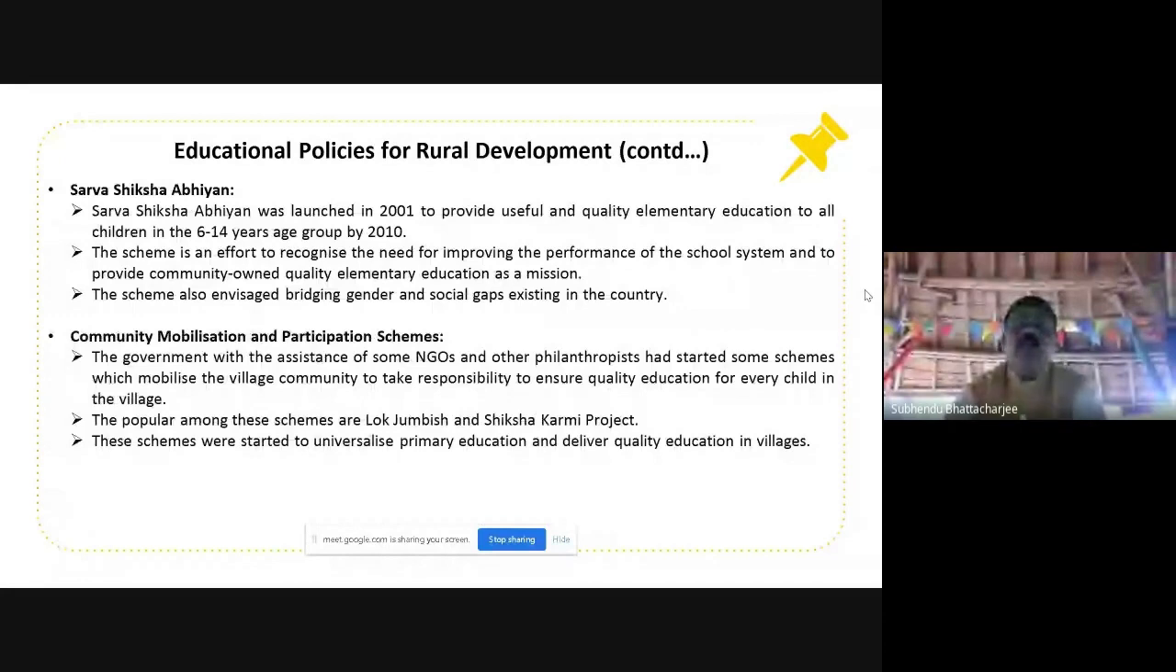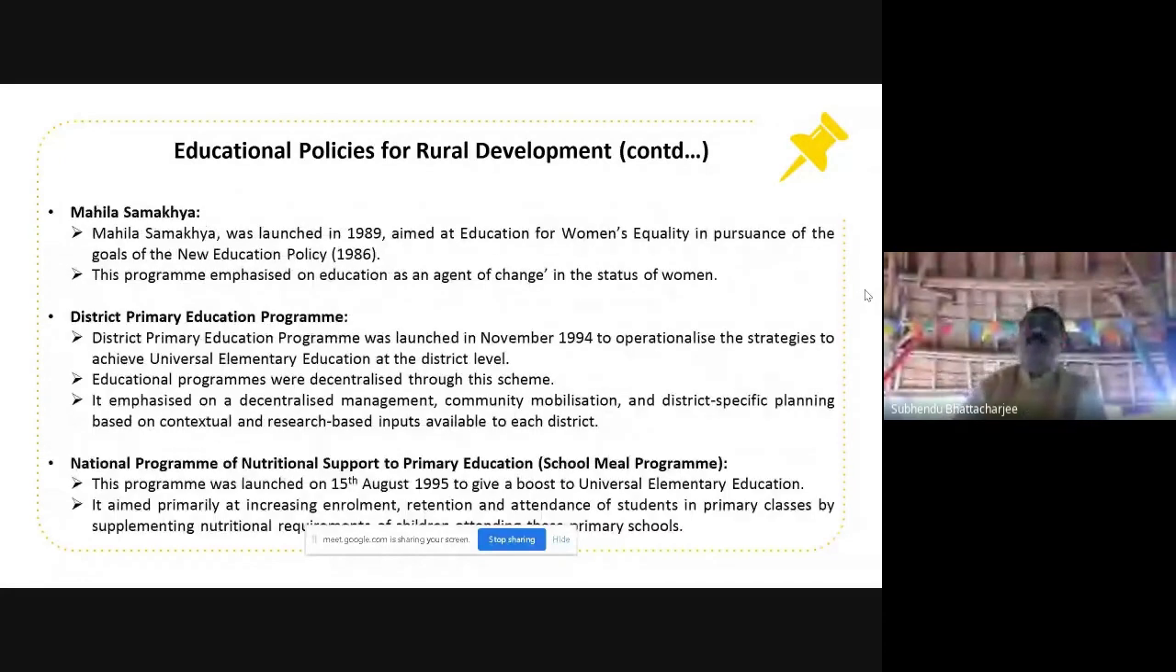So to retain them in school and to ensure their nutrition, because without nutrition they cannot absorb education, cannot contribute in a great way to society. So the nutrition component was brought in during that time.